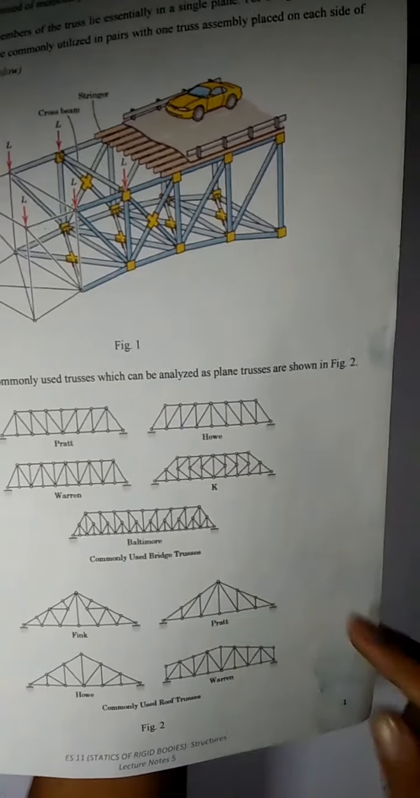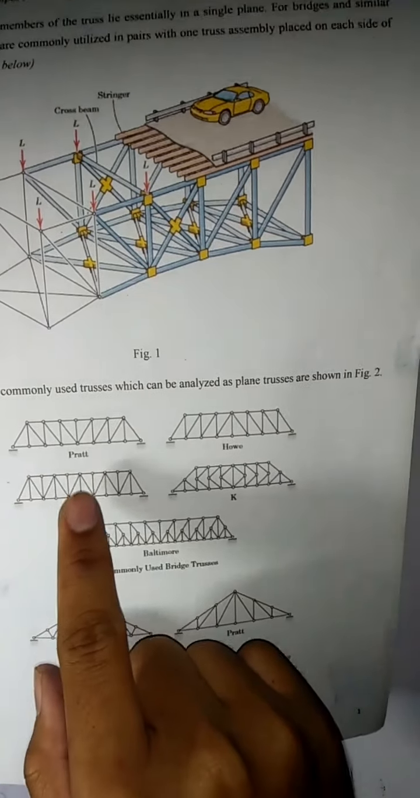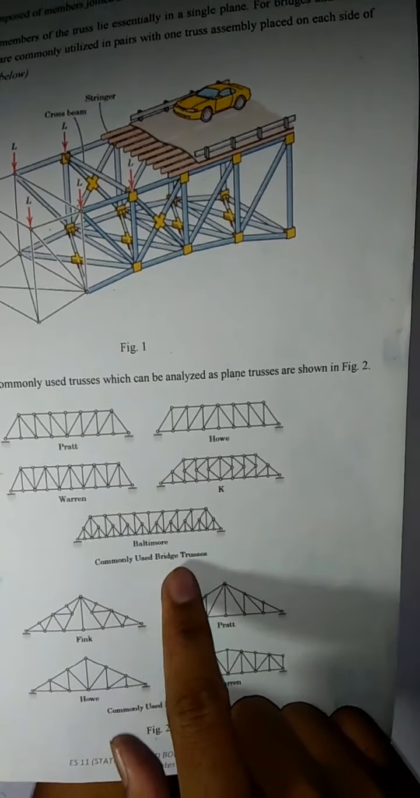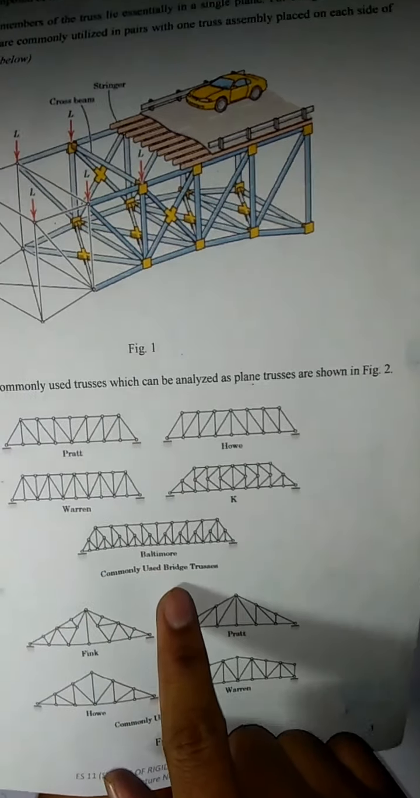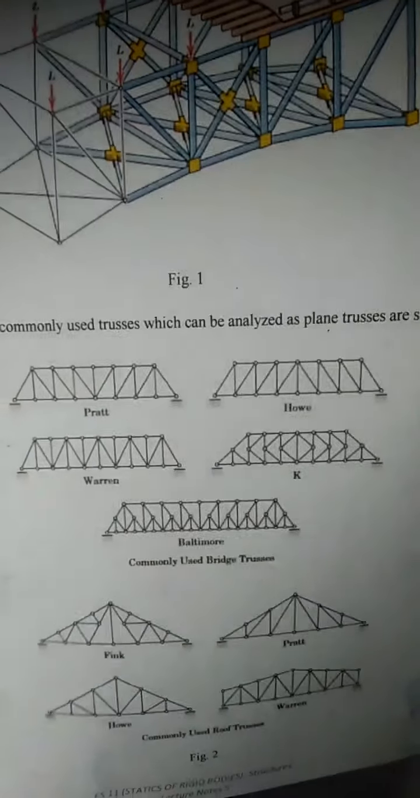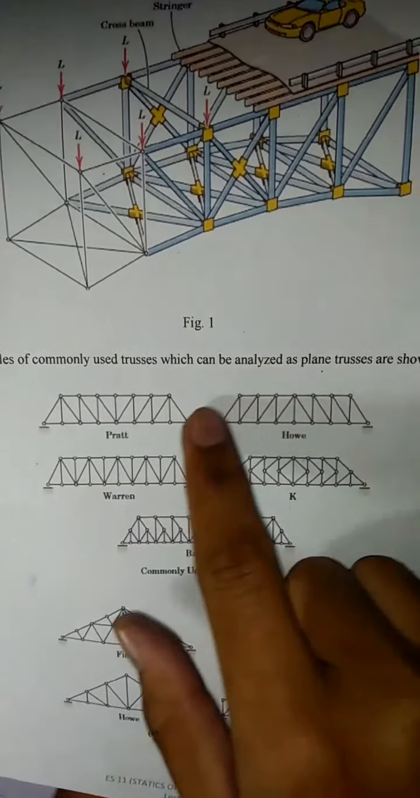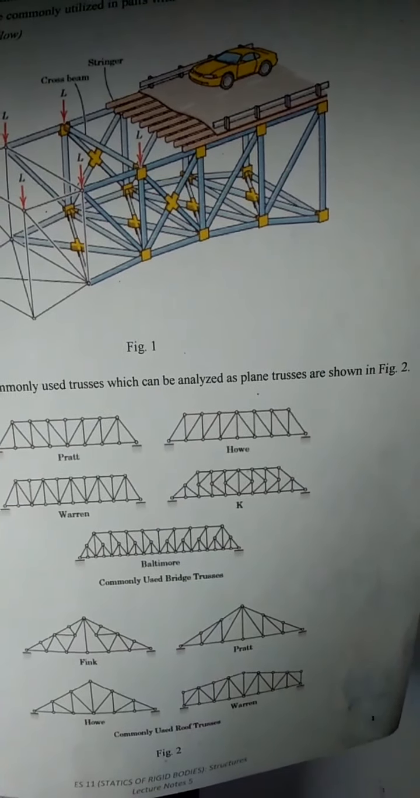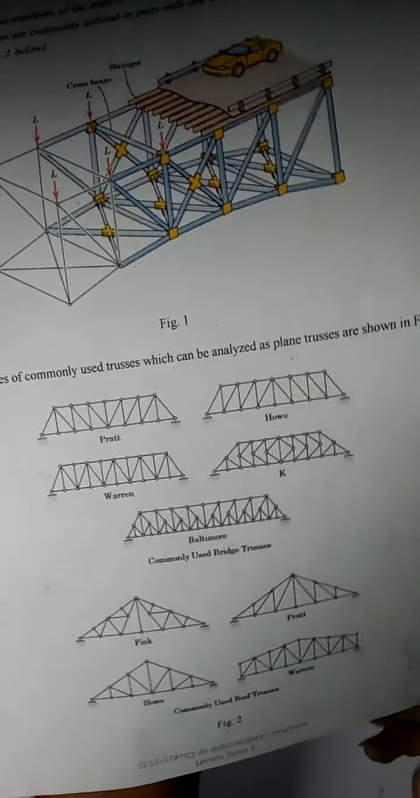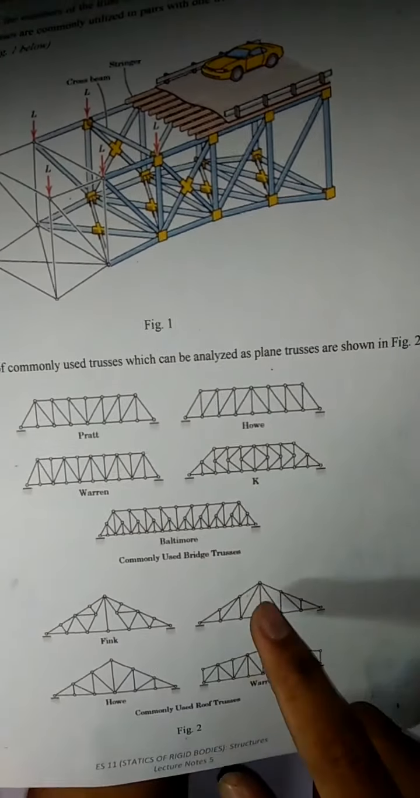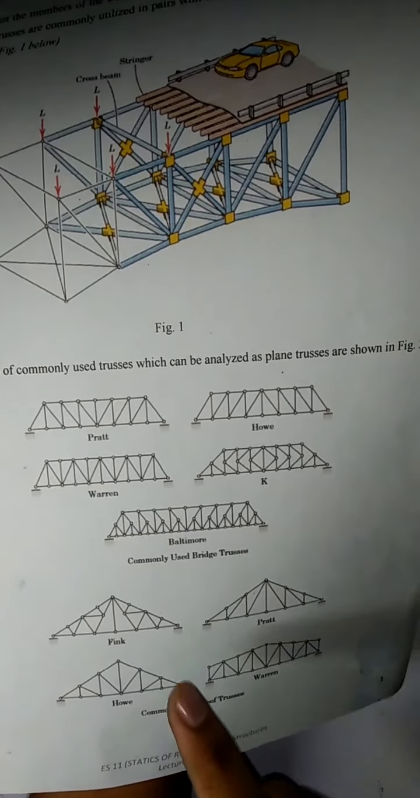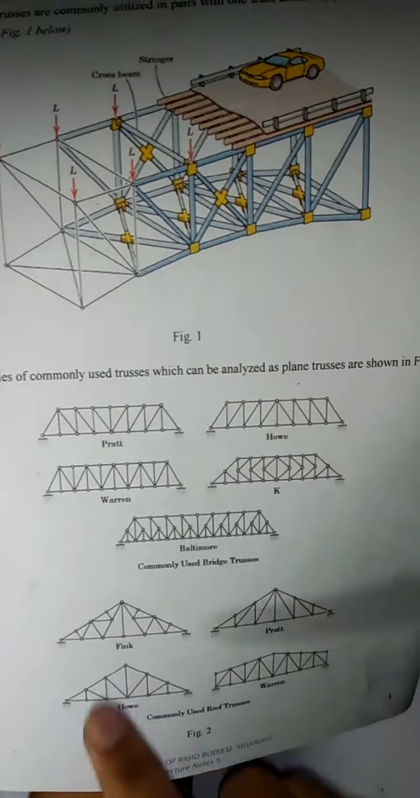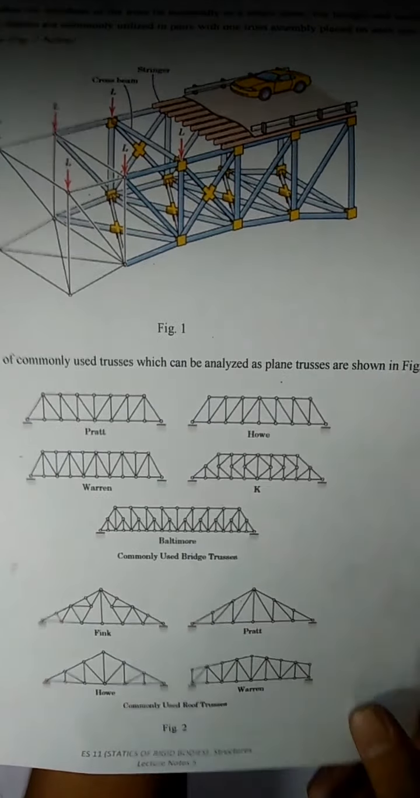So in these figures, as you can see, these five, this Pratt, Howe, Warren, K, and Baltimore, these are the commonly used bridge truss. Okay, ito ay common examples ng bridge truss, yung makikita ninyo sa mga bridge. For example, yung Sagyaran, nandito rin yung itsura nung nasa Sagyaran. If not mistaken, it is the Pratt or it is the Warren. Okay? But you can check it for yourself.